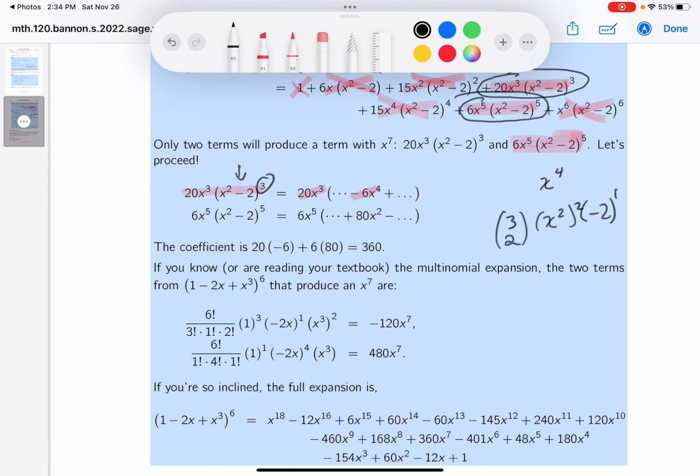What would that produce over here? Well, I hope you realize it produces a coefficient on the 7th degree term, which would be minus 120. All right? We got that part covered. Let's go to the next one.